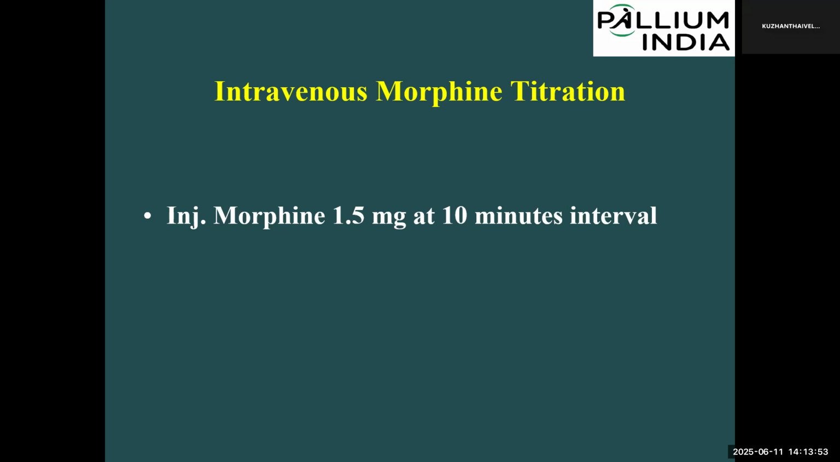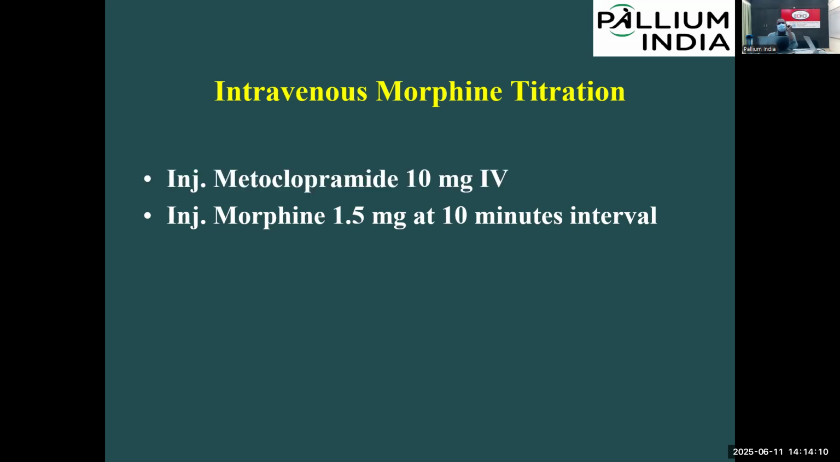An antiemetic, sir. Which antiemetic? Ondansetron, sir. Ondansetron. Okay, but it is usually not ondansetron. You have to give either haloperidol or metoclopramide. We usually give metoclopramide. There are reasons for this. So injection metoclopramide 10 milligram IV, followed by injection morphine 1.5 milligram at 10 minutes interval.